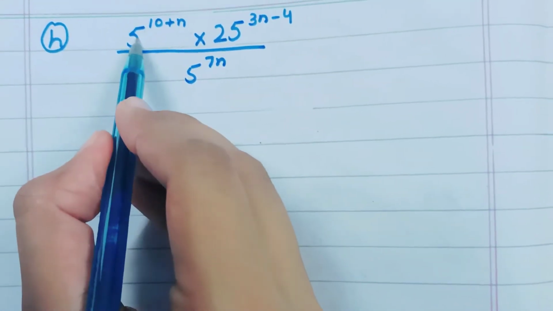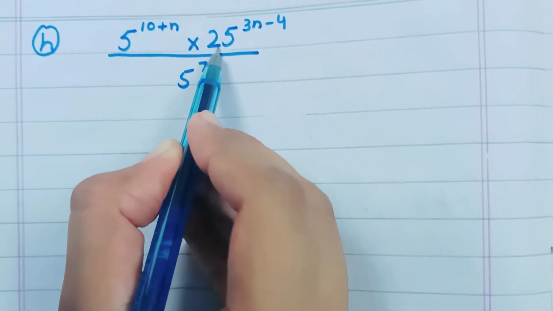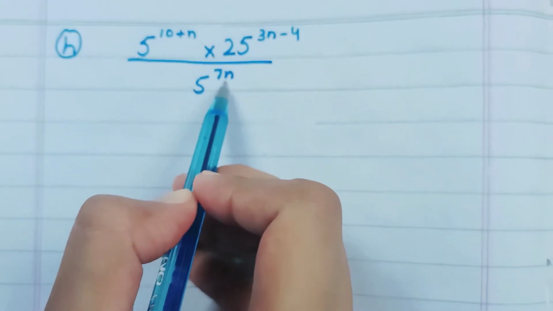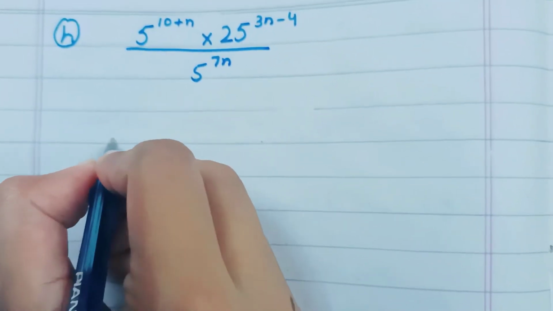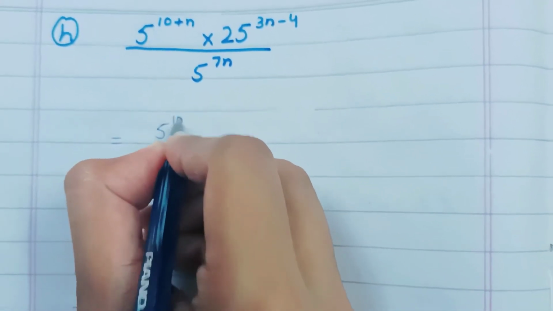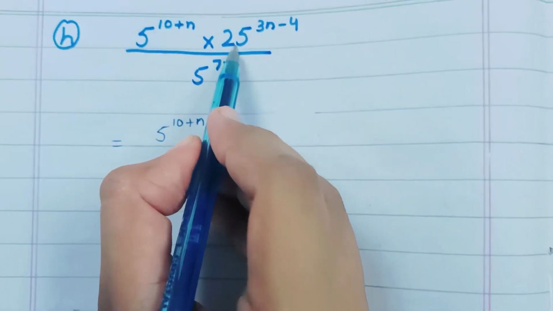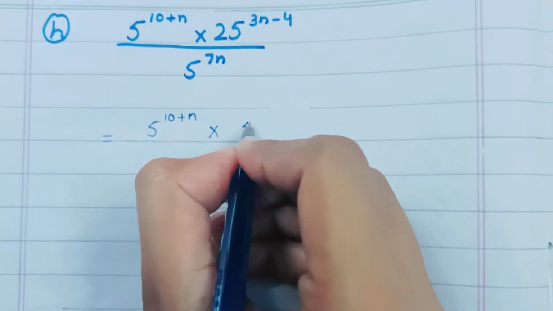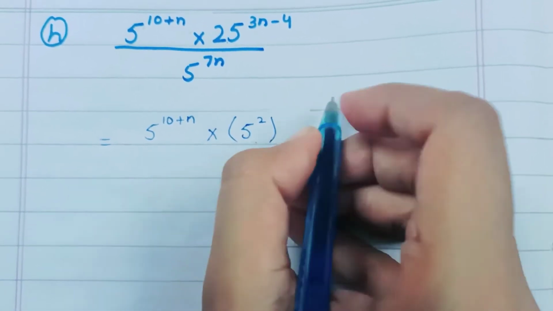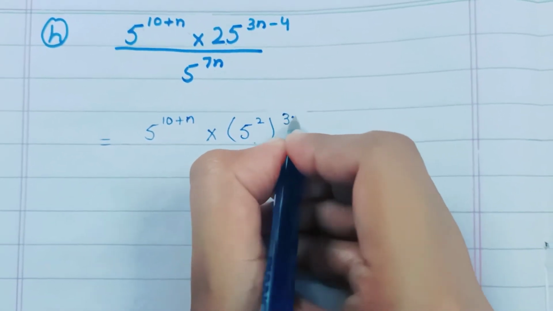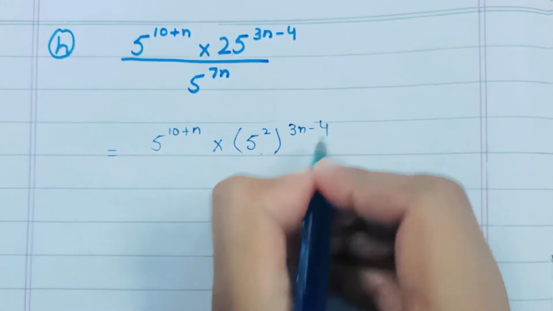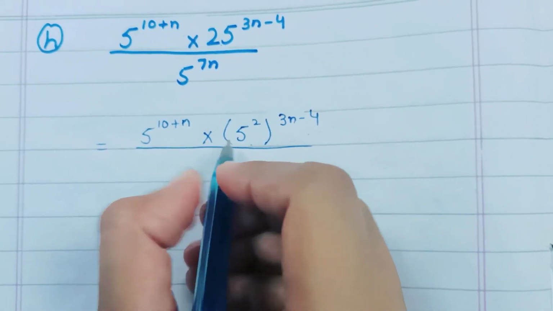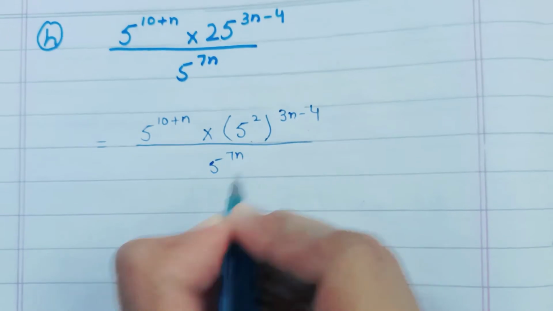Next h part is 5 raised to power 10 plus n multiplied by 25 raised to power 3n minus 4 over 5 raised to power 7n. So in our first step we will write it like this: 5 raised to power 10 plus n, and we know 25 is the perfect square of 5, so we will write it like this: 5 raised to power 2, because 5 5s are 25, and we are going to simplify it, so this is the reason we will write 25 equal to 5 square, 5 raised to power 7n.